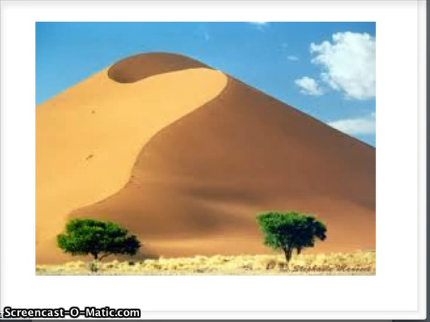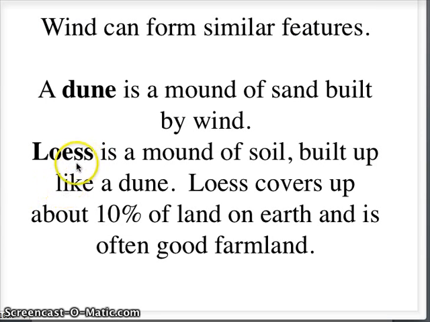Now let's go back to loess. A loess may be the term you're not as familiar with. A loess is a mound not of sand, but a mound of soil. And you know, it's built up a little bit like a dune because it's a mound as well. Now, loesses are much more common than you might think. Loesses cover about 10% of the land on Earth and are often very good farmland. Oh, there are many loesses here in the United States.